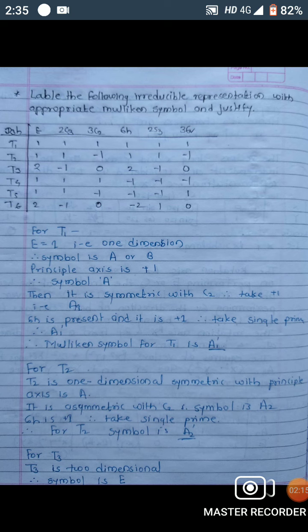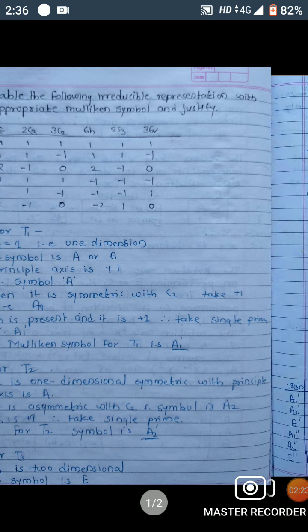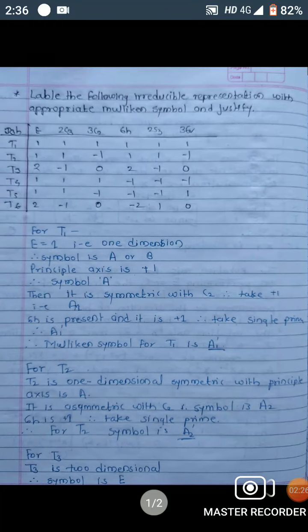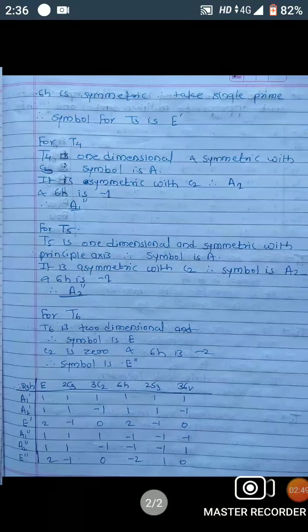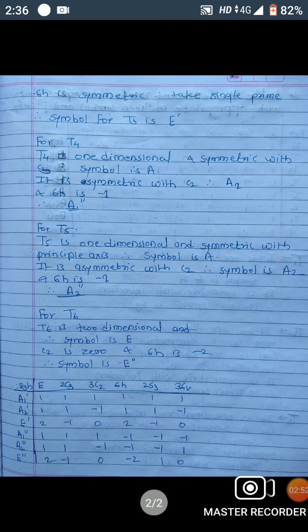Now we discuss the third irreducible representation. Identity is 2 for the third irreducible representation, therefore it is two dimensional, and the two dimensional symbol is capital E. Sigma h is symmetric and therefore we take the single prime. C2 is 0. It is neither symmetric nor unsymmetric, it is 0. Therefore at the subscript we don't write anything and the only symbol is E. Sigma h is present and it is plus 2, therefore it is symmetrical and we take E single prime.